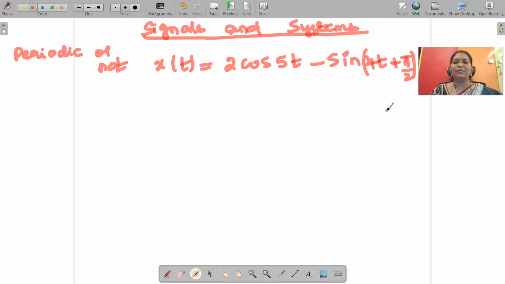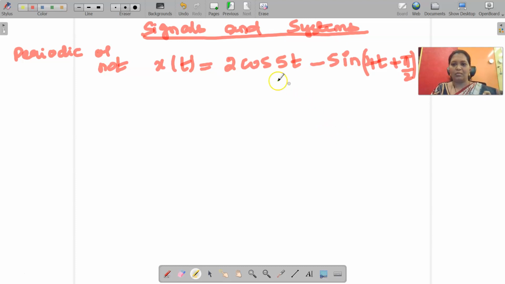But in this problem, we are considering two signals. This is a cosinusoidal signal, this is a sinusoidal signal. So we can take any combination of signals: two sinusoidal signals, or two cosinusoidal signals, or one cos and one sine, like that. Any combination of two signals we can take, and we merge these two signals, either by adding or subtracting. When we are merging these signals, we want to find out whether the output signal is periodic or not.